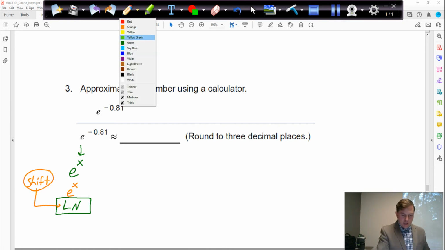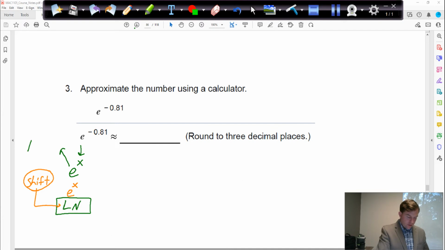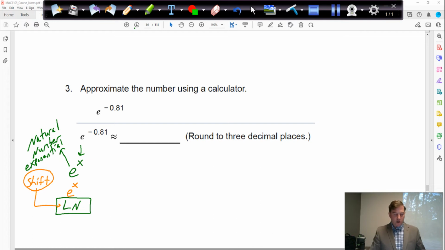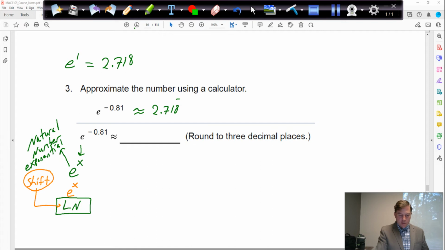So this e to the x is the natural number, and it's called the exponential. It's kind of a famous number, 2.718. So the base is just really 2.718, and you can find that by typing e to the 1 in your calculator. So this is really approximately 2.718 raised to the negative 0.81. But you don't want to use the approximate number. Use the e key, because that's going to store like 16 numbers to represent the natural number.